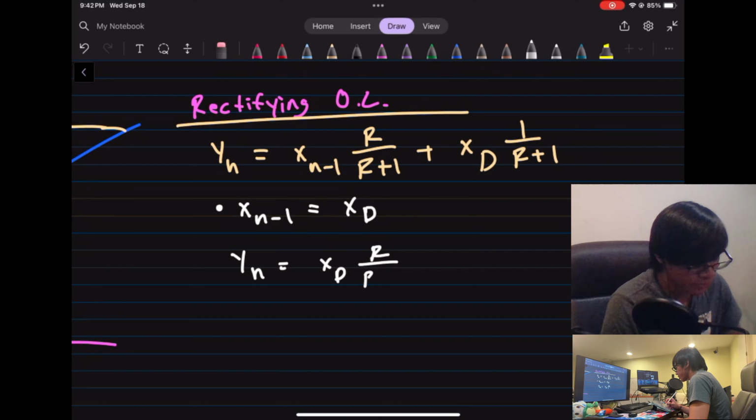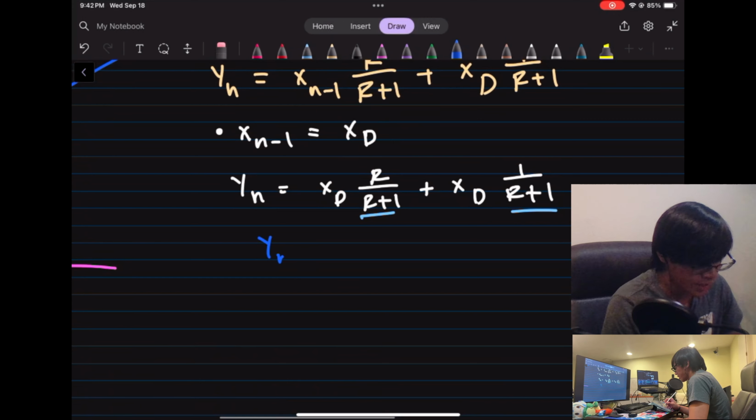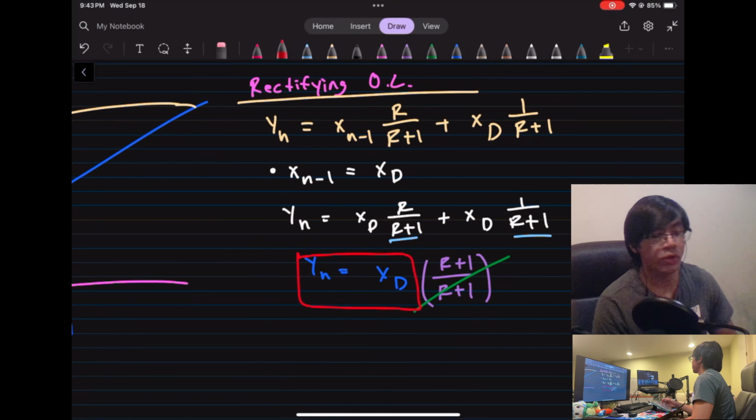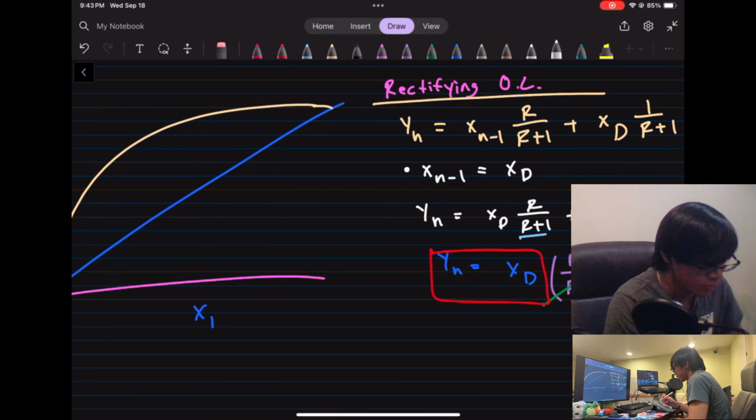So go ahead and do the substitution. xD R over R plus 1 plus xD 1 over R plus 1. Well, what do you know? We got the same denominator. We'll end up simplifying down to something like xD, factor that out, and then R plus 1 over R plus 1, well, that's just 1. And what do you have? Well, yn equals xD. That's a very easy point to plot on our diagram. We'll just say some arbitrary point is xD, and this must be, well, our y.